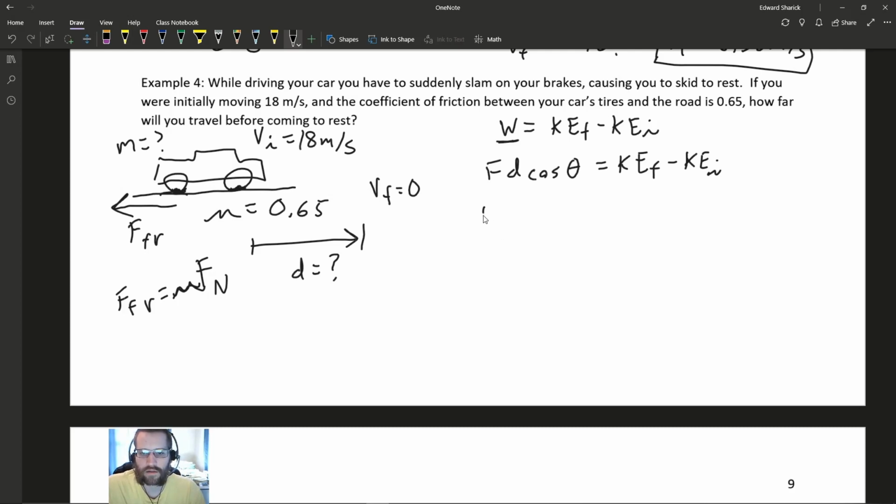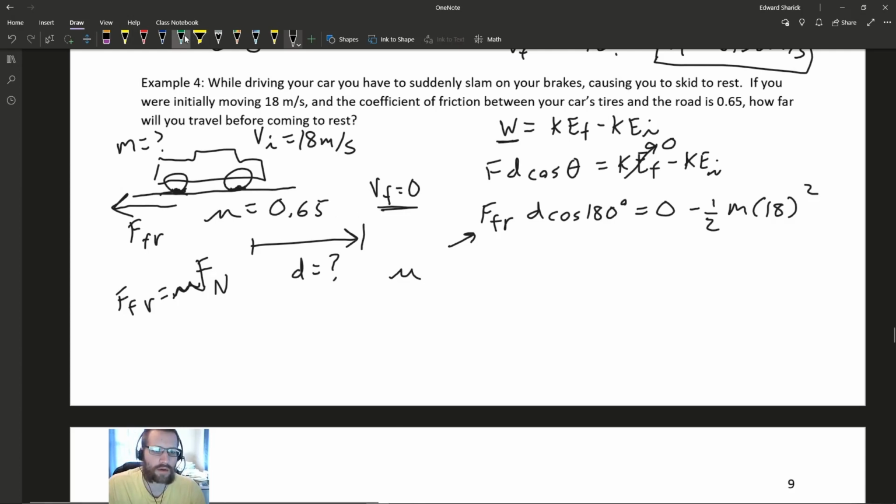So force of friction, distance is unknown, and the distance is going to the right, friction is going to the left. So I'm going to get a cosine of 180 degrees. KE final is going to be 0 because my final velocity is 0 right here. And my initial velocity will give 1/2 m and then 18 squared. So I have this m term here. I have d, which I'm solving for, and then I have this friction, which I'm going to plug in right here as mu times the normal force.